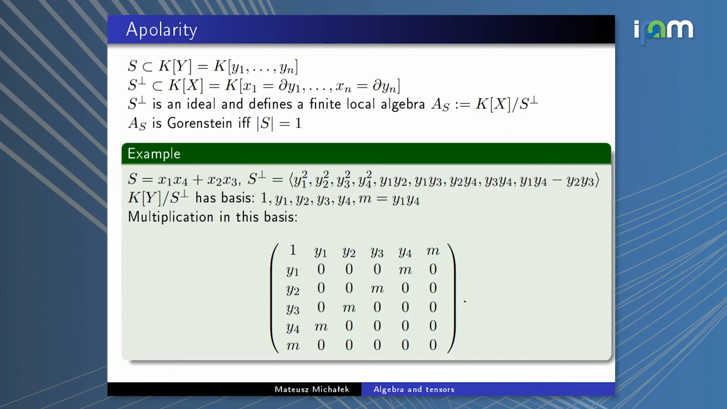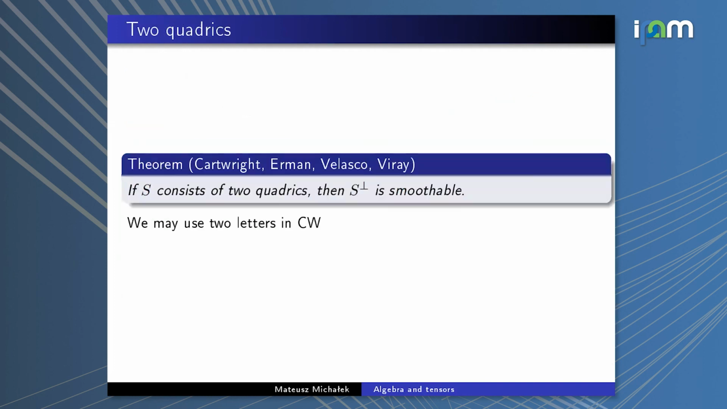And if you look at the quotient ring, it's a finite dimensional space that has a basis, element 1, y1, y2, y3, y4, and the product y1 y4. And if you look at how you multiply in this basis, you get the structure tensor of the algebra, and you should already recognize it. Yeah, this is the Coppersmith-Winograd tensor. So that's another way the Coppersmith-Winograd tensor naturally comes to you. It's just the algebra associated to the annihilator of a quadric.